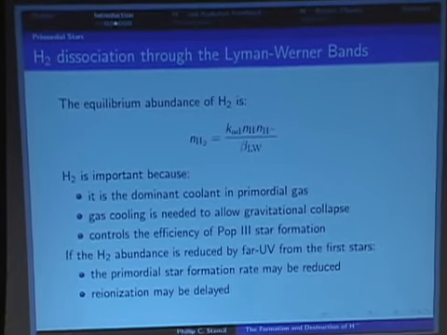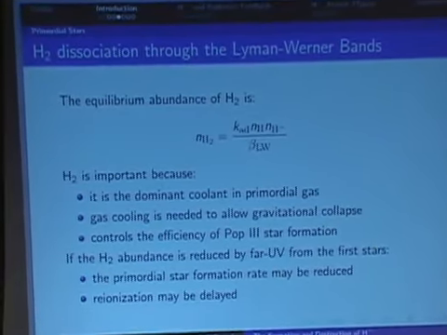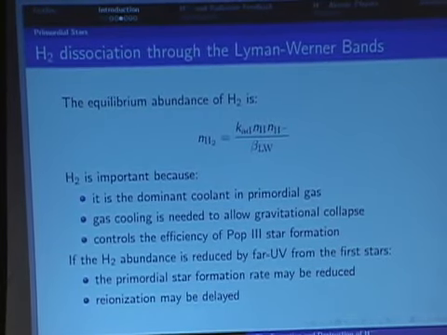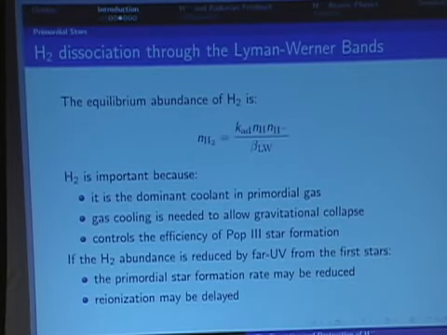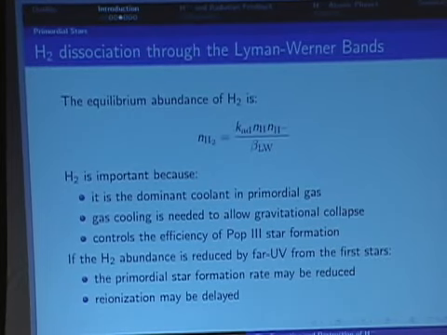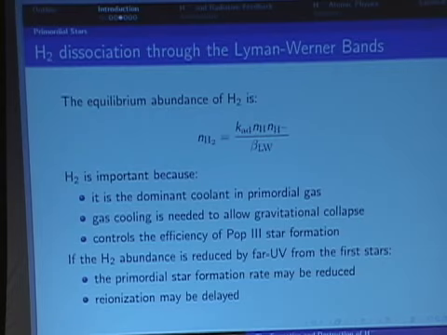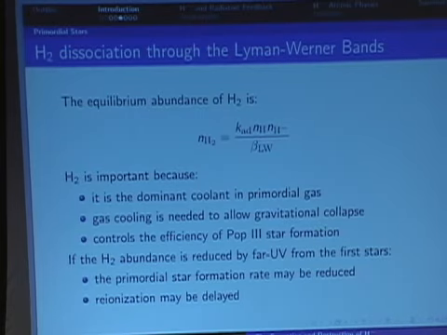Okay, so if the H2 in some nearby region near a population 3 star is dissociated, then we reduce the cooling efficiency, and we're therefore going to reduce the star formation efficiency of the next generation of nearby stars. And it also has a possible consequence for what happens in the next stage of the universe, when all these population 3 stars sweep through the universe ionizing all the atomic hydrogen, the so-called reionization era. That could be delayed if the star formation rate is suppressed.